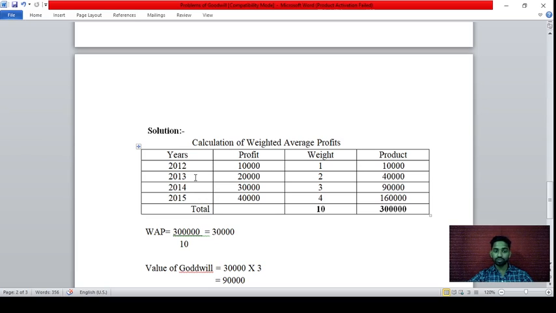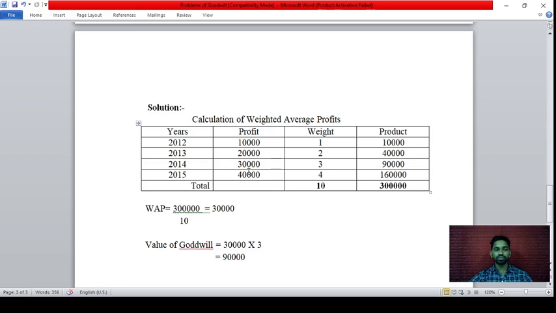For 2013, what's the profit? 20,000, and what weight is given? 2. If multiplied, it will be 40,000. Next, for 2014 the profit is 30,000 and the weight is 3, so 3 into 30,000 is 90,000. And for the last one, 40,000 is the profit and the weight is 4, so 40,000 into 4 is 1,60,000. Like this you have to solve.